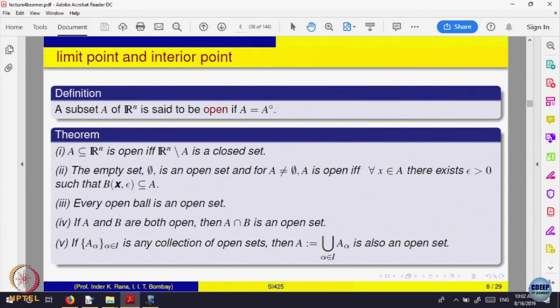Every open ball is an open set. That is okay, right? Like every open interval is an open set. Every open ball, every point is an interior point. We discussed that. If A and B are open, the intersection is open, and you can extend it to a finite number of sets. Whether you can extend it to arbitrary intersection or not is a question left for you to analyze. Union is okay, that we have proved. So, these are properties of open sets.